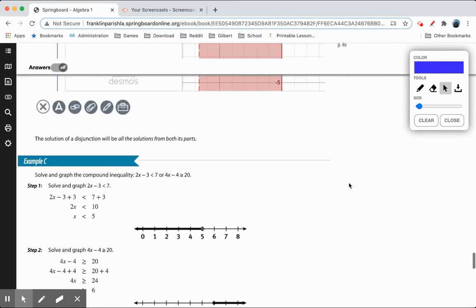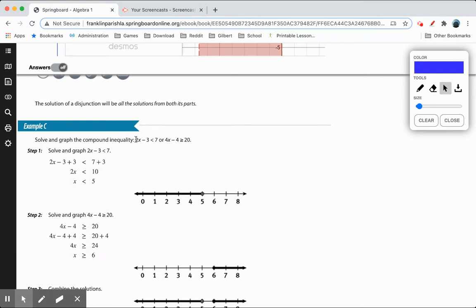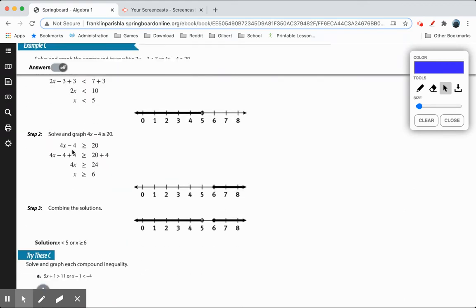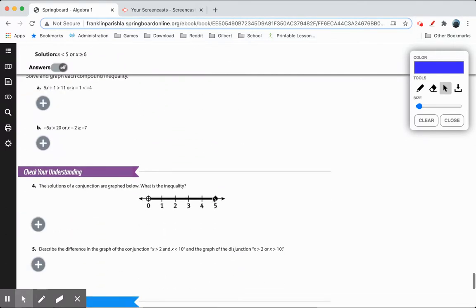All right. The solution of a disjunction will be all the solutions from both its parts. So, same concept. You have to solve both of them. This disjunction and this disjunction. We solve each one of them. And you can see this. Add 3 to both sides to get rid of it. Divide by 2. Here's your graph. Add 4 to both sides. Divide by 4. Here's your graph. Put the two graphs together, and there you go. Okay? So let's keep going.